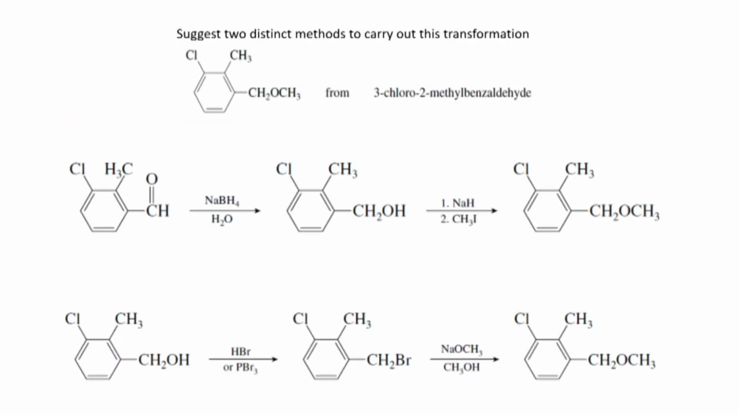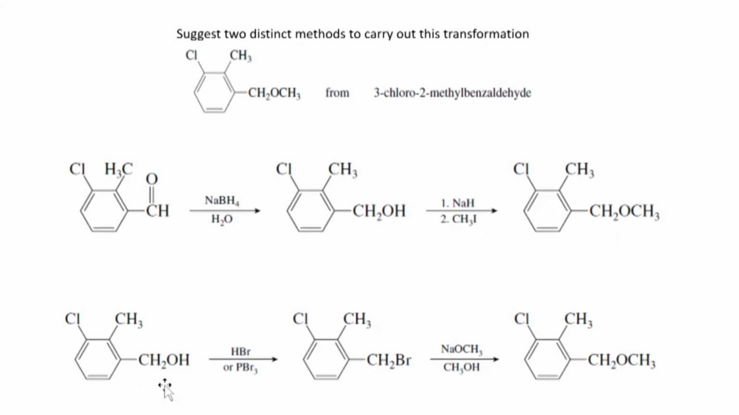Moving on to the next problem, suggest two distinct methods to carry out this transformation, starting from 3-chloro-2-methyl-benzaldehyde to this ether. One way to do it would be, first, you reduce this aldehyde to the alcohol, and then you deprotonate the alcohol and react with methyl iodide. You get this final product.